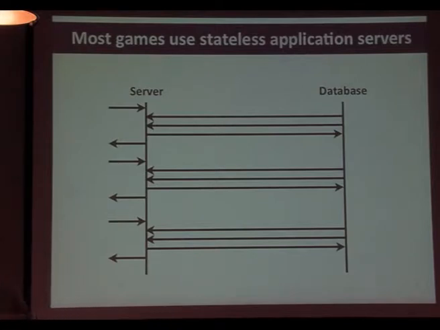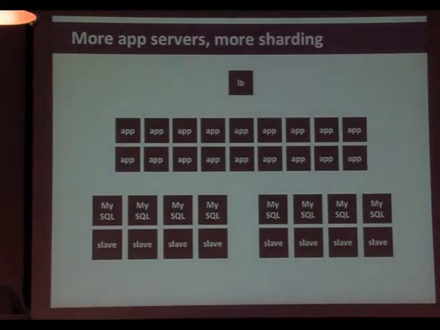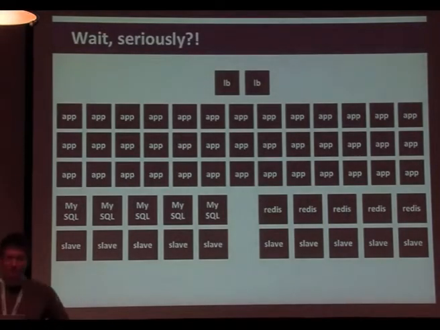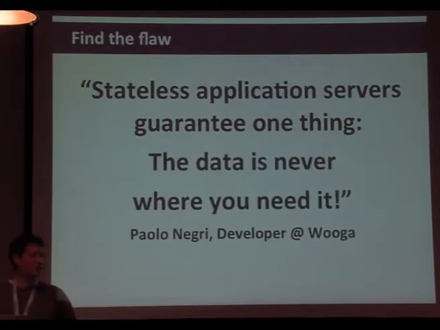And when the database becomes a bottleneck, then of course you do sharding, right? You just have the load balancer on top, a couple of app servers behind that, and then the sharded database. When one is not enough, you just use a second one. When that's not enough, use a couple more. Should you have trouble with sharding, then you're just not using enough of it. And as a colleague of mine recently put it, these stateless application servers basically guarantee one thing, and that is that the data is never where it is needed.